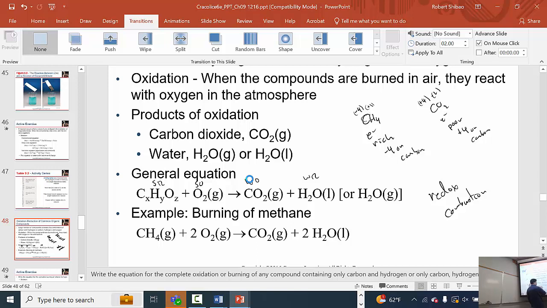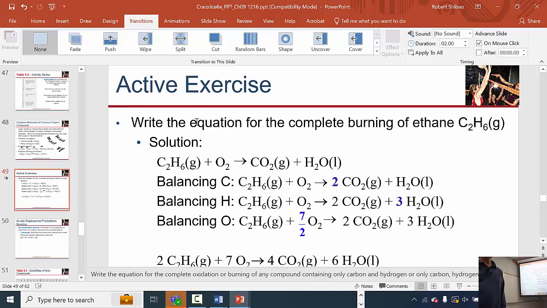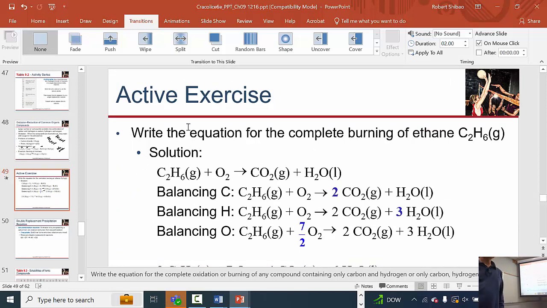But when we combust organics, it forms CO2 and water, as long as it's CHO. If we have CHN, then it forms oxides of nitrogen. If we have a CHS, it will form oxides of sulfur. And so, as long as we have this, we're okay. All the ones we're going to deal with are oxides of carbon.